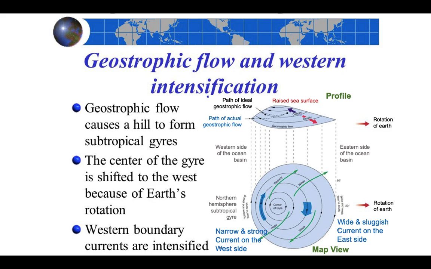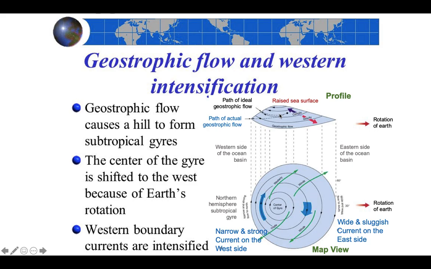And the center of this gyre is shifted to the west because of the rotation of the Earth. Because of the rotation of the Earth and the related centrifugal forces, this is not a perfectly symmetrical gyre. The west side has a steeper slope, whereas the east side has a very gentle slope. And so on this bubble surface, we are looking at an actual geostrophic flow shown by this dashed line.